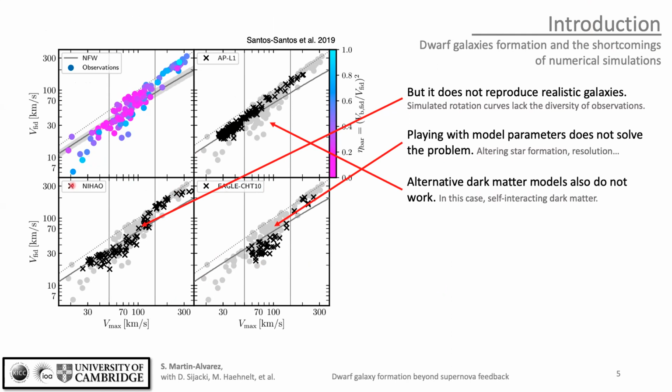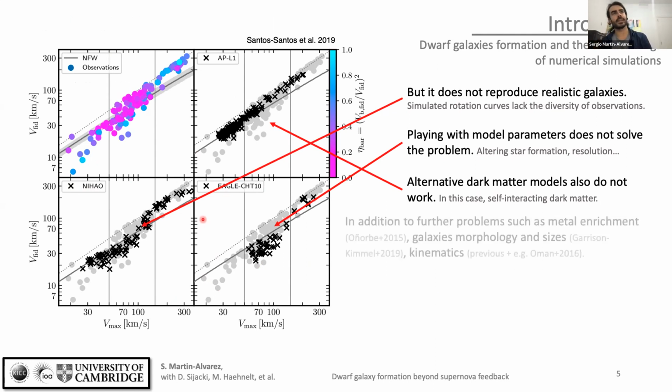For example, in this case, we can look at kinematics, right? And what you see is that you can get things that fall on the rough area, but this spread is not really quite there yet. And these are just a few of the actual problems that we face when we simulate these things, because of course you also want to get right the metal enrichment, the typical shapes of galaxies, their sizes, their kinematics and rotation curves, whether it is turbulently supported or rotationally supported and so on, right?